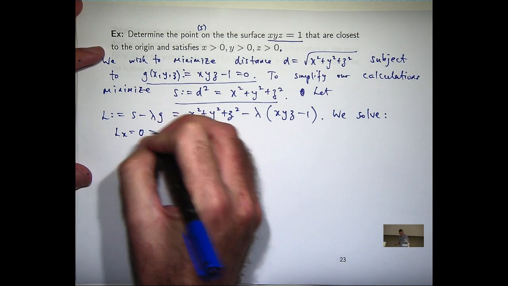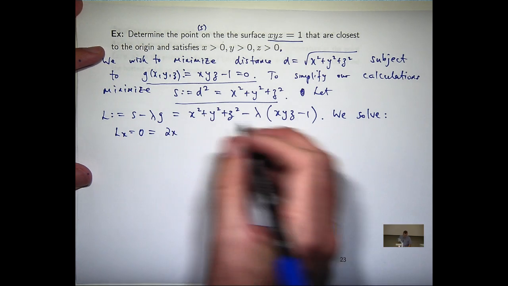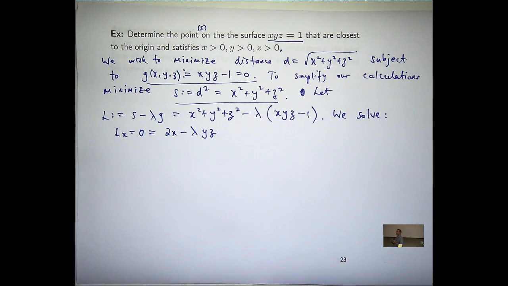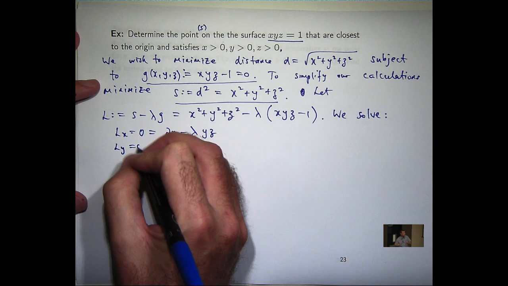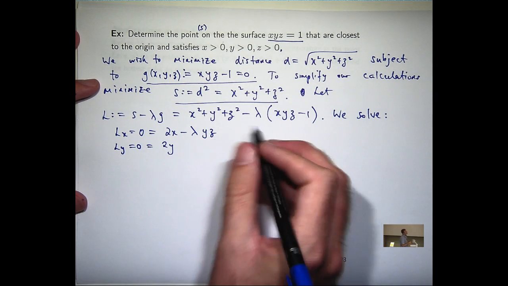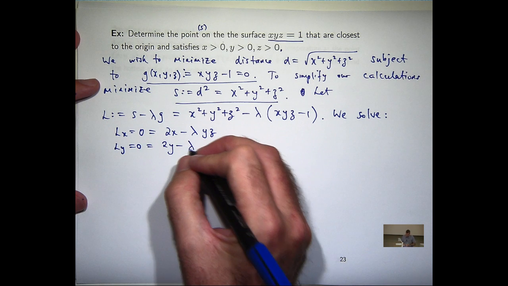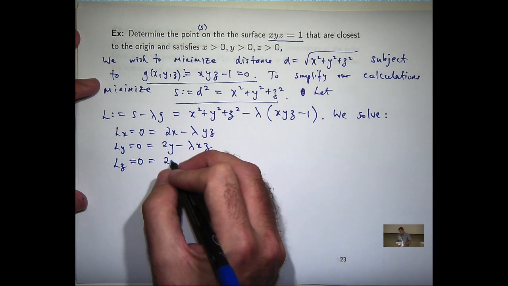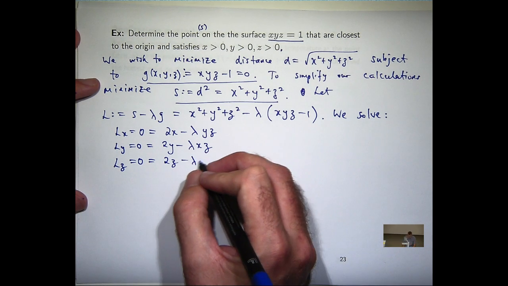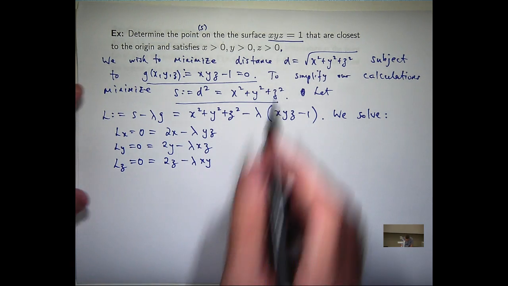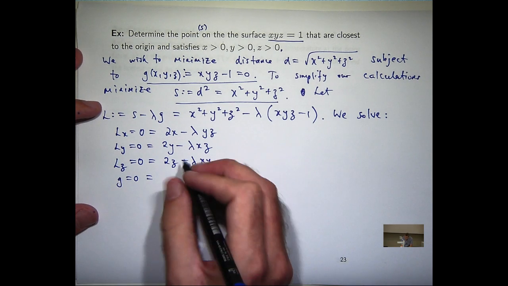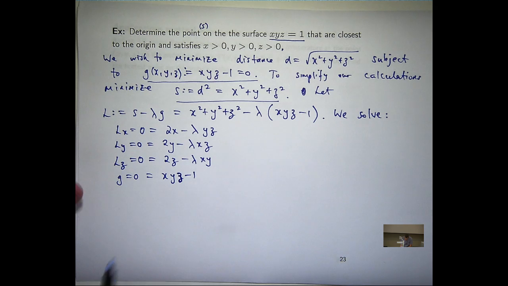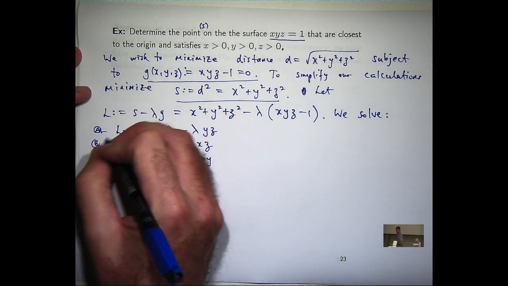So let's take the partial derivatives. L sub x is 2x minus lambda yz. L sub y is going to be 2y minus lambda xz. And L sub z is going to be 2z minus lambda xy. And don't forget, we've got our constraint equation as well. Okay, so let's just put some labels on these because I might refer back to them later.